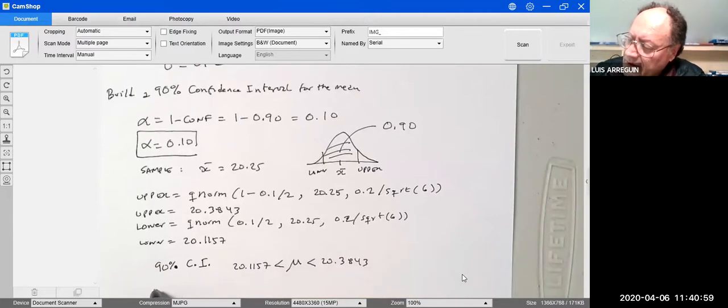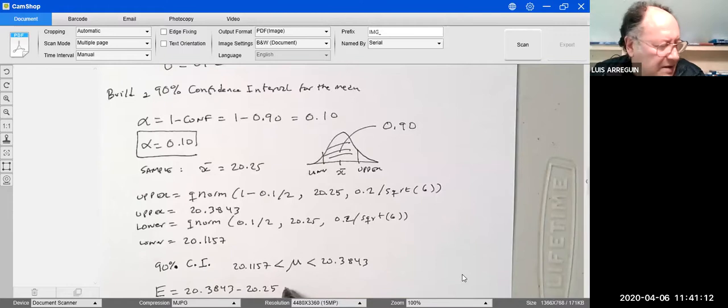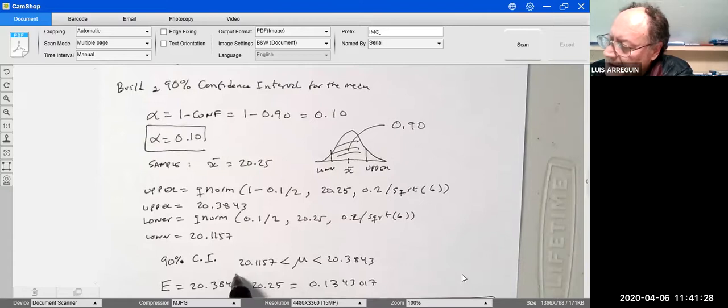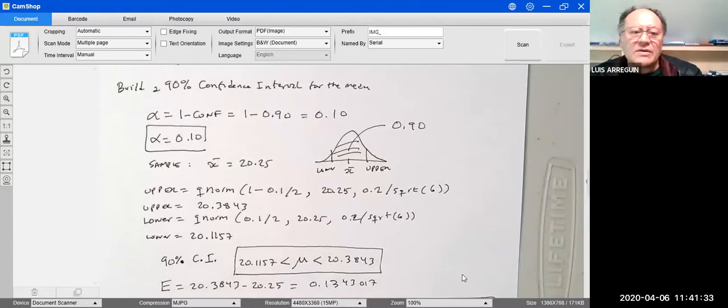Again, you can find the margin of error by subtracting the mean of the sample, which is 20.25, from the upper value 20.3843, and you're going to find 0.1343017. That's the margin of error for this confidence interval. So the answer that I expect from you in the exam is this. That's what we need to find.